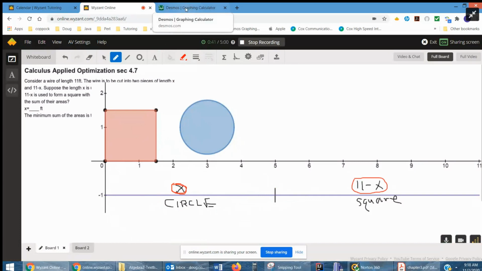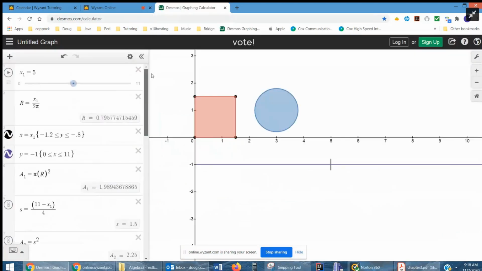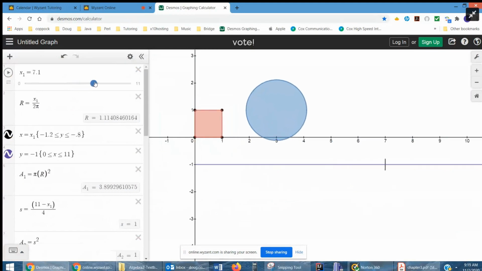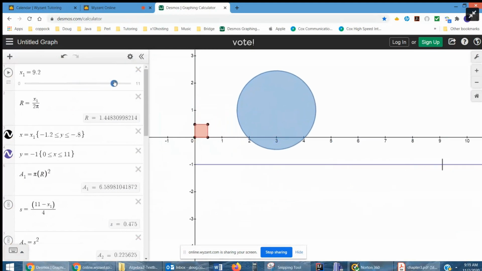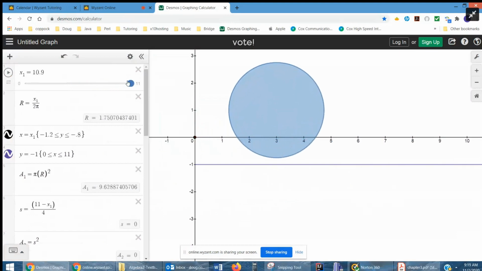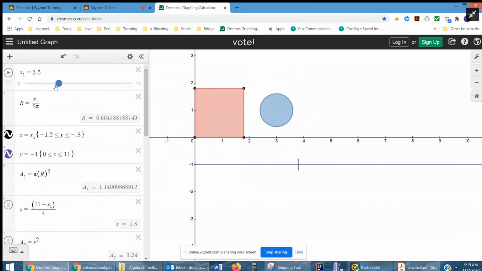And what's happening is, as we change the value of X, the size of the square and circle change. As a matter of fact, if I go to Desmos, where I've let X sub 1 equal the length of the wire that we're going to cut into X, as I increase X, the square gets smaller and the circle gets bigger. And as I go this way, the circle disappears and the square gets bigger. And we want to know, where should I cut that wire so that the sum of the areas of these two shapes is a minimum value? Okay, that's where we're headed.